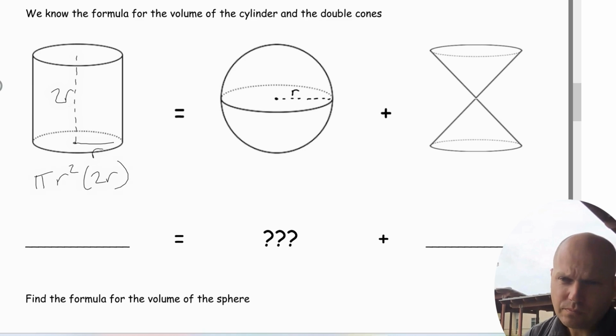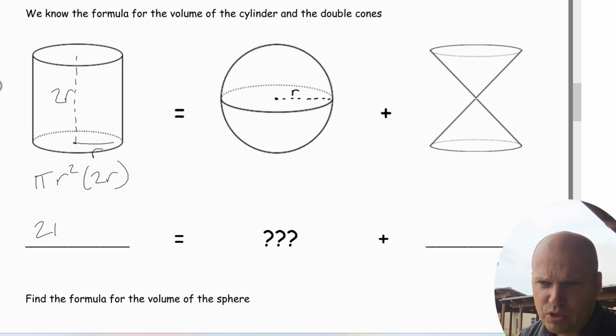Cool. I got pi r squared times 2r. I'm going to move things around and say it's 2 pi r cubed. So that's the formula of the volume of this cylinder that this sphere perfectly fits inside, so that the height is 2 of these r's and the radius is r.